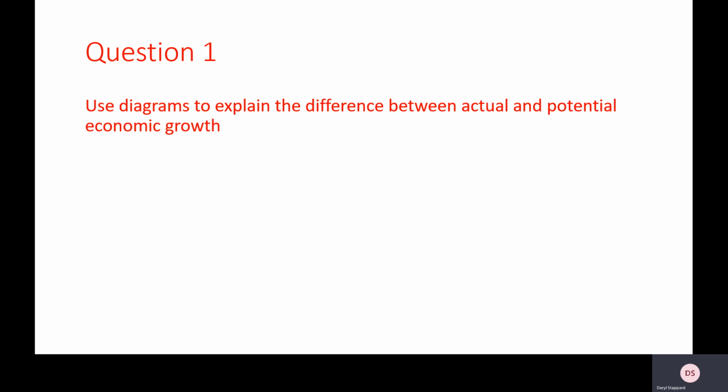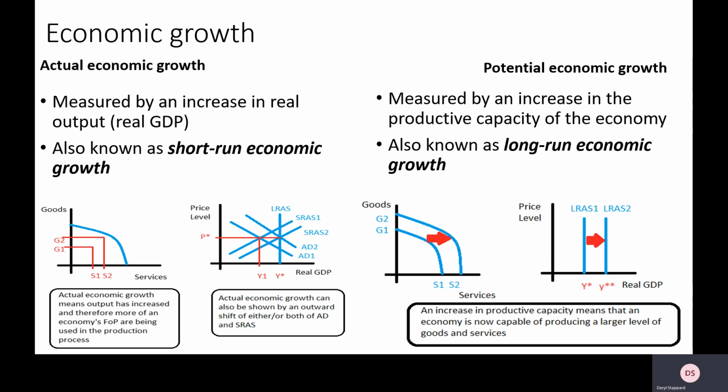Right, just to get you warmed up, what I would like you to do, please, is to write down the answer to question 1. So use diagrams to explain the difference between actual and potential economic growth. If you can now hit pause, write down your answer. When you've done that, please hit play. Right, everyone, now this is hopefully what you've got down.